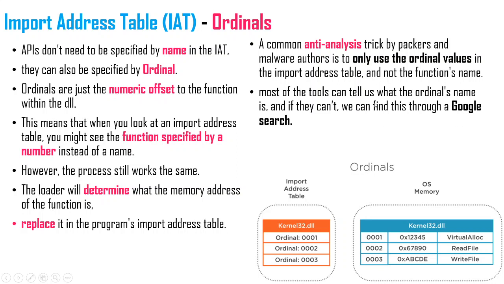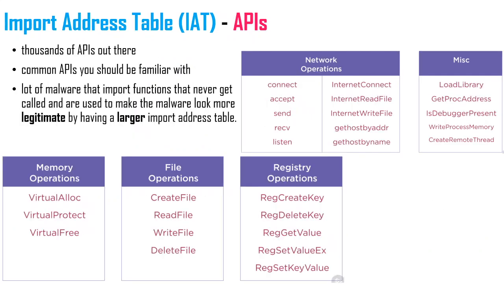Every tool will tell us what the ordinal name actually is. If it is 0001, it is actually VirtualAlloc. And if a tool couldn't tell the name corresponding to the ordinal number, we can easily find it through a Google search.